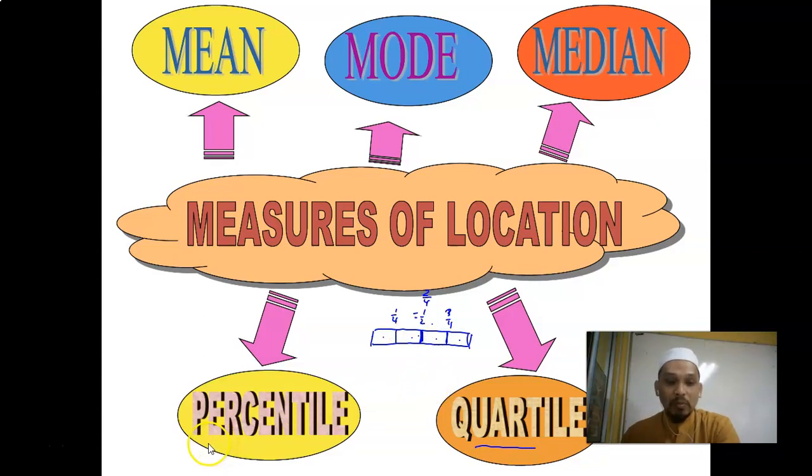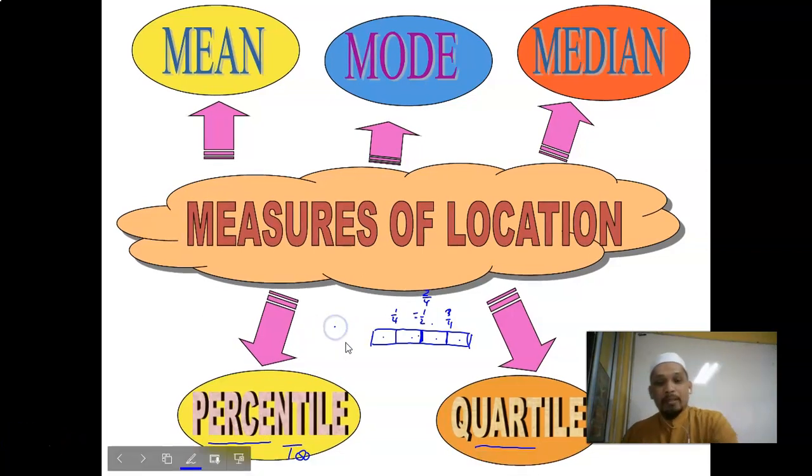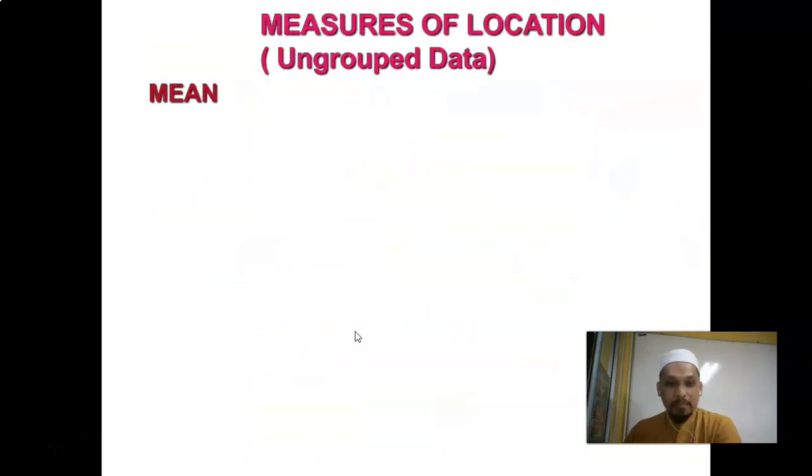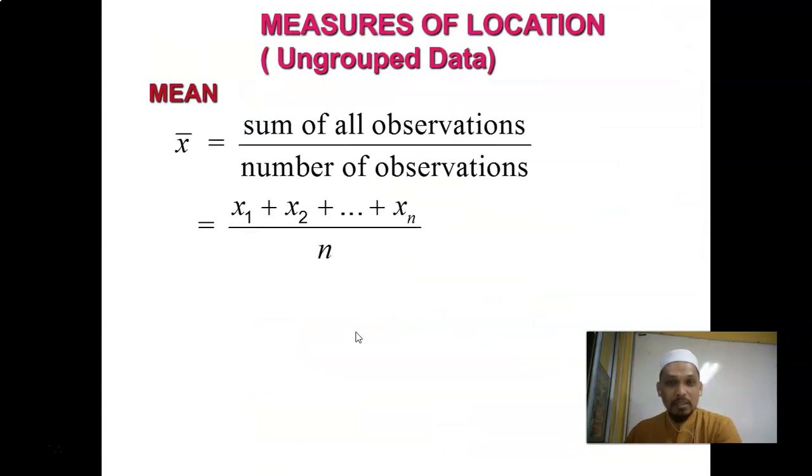Quarter, 2/4, 3/4, and 1. Percentile, from the root of percentage, means over 100. Let's take a look at the next topic, measures of location for ungrouped data. So the mean is equal to the sum of all observations divided by the number of observations.